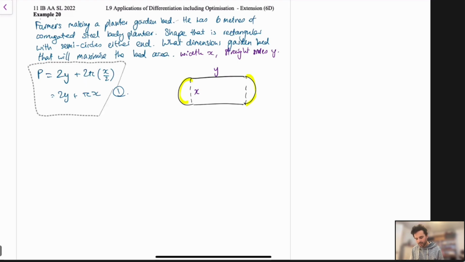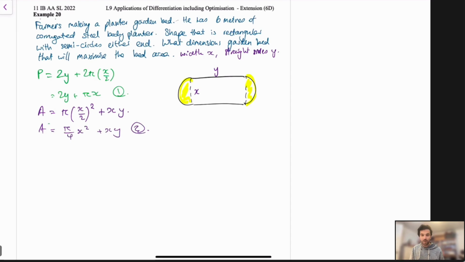Now I'm just going to change that color so it looks a little different from the rest. Next we're going to try to maximize the area, so let's generate an equation for the area. We've got 2 semicircles here, so in total that's 1 full circle, so we can say that's pi times x on 2 squared, don't forget the radius, plus the area of the rectangle, which is xy. Let's expand that, and you've got pi on 4 x squared plus xy. Let's call that equation 2.